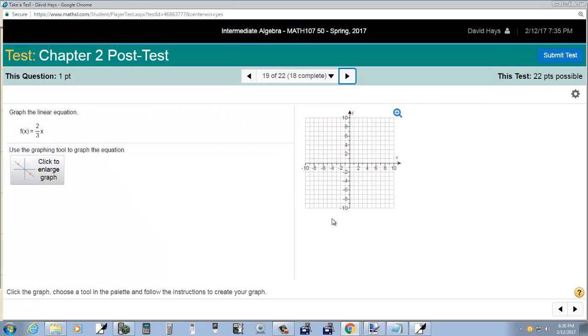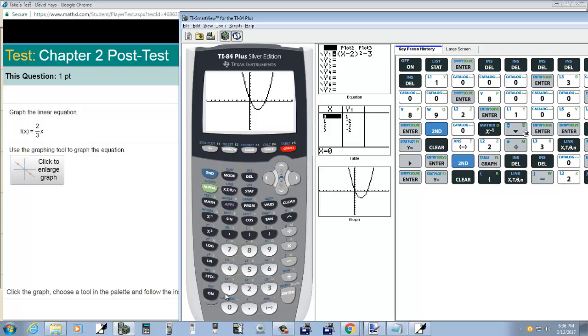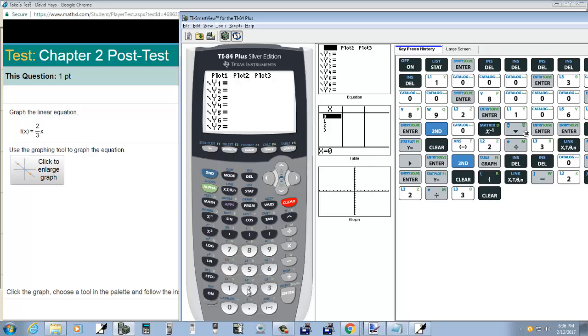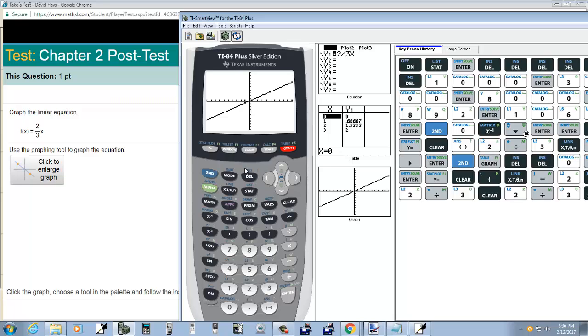Graph the linear equation. This is already solved for y, or f of x. So again, if I plug this in my calculator, close enough is not good enough. So I do 2 divided by 3x, and I push graph. It may not be good enough if I can't tell the points. Now if I go to my table mode, second graph, I see I already got 2 works real well here. 0, 0, and 3, 2.